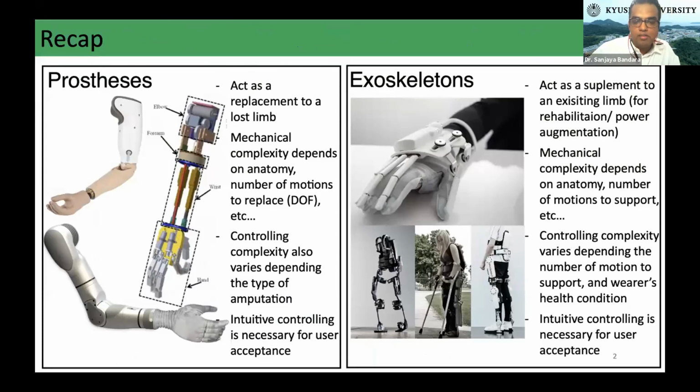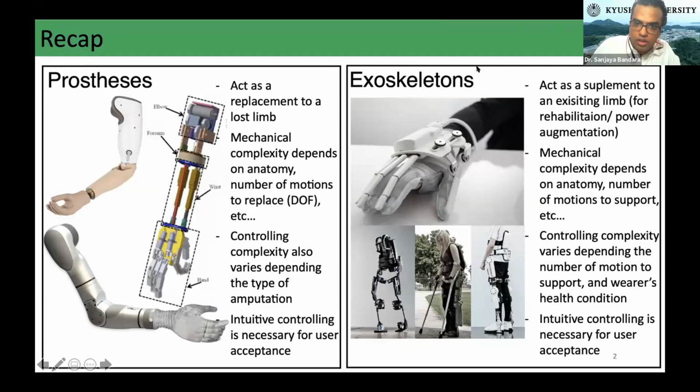So mainly the topic of the workshop series is bionic limbs, and mainly two types, as introduced by Professor Gopura yesterday: the prosthesis and the exoskeletons. The prosthesis act as a replacement to a lost limb, and their mechanical complexity depends on the anatomy, the number of motions to replace, and the number of degrees of freedom. The controlling complexity also varies depending on the type of amputation. So for this kind of device, intuitive controlling is necessary for user acceptance.